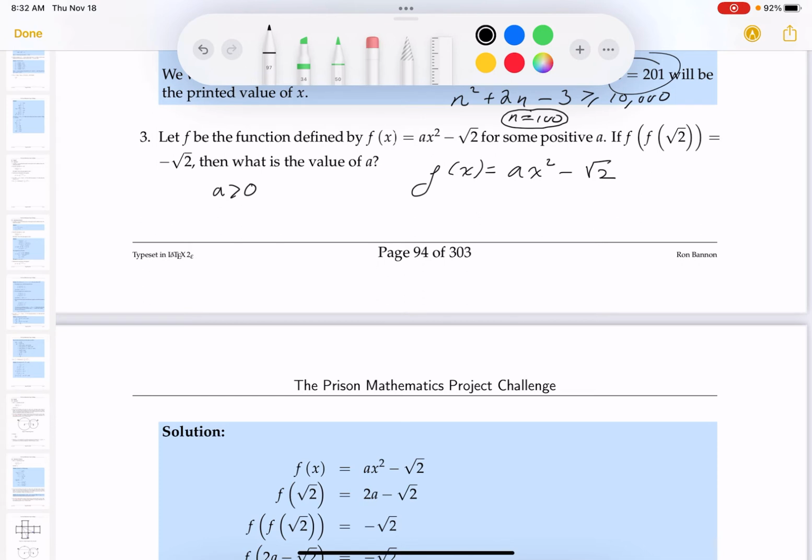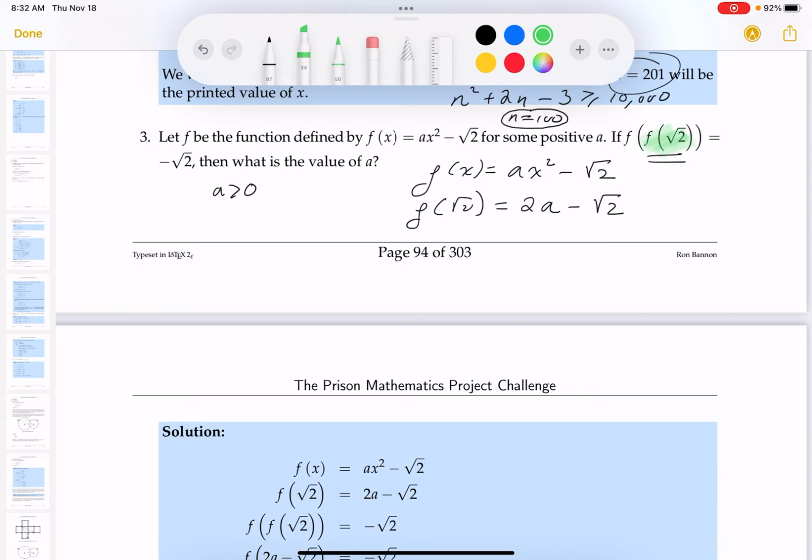All right? So what I want to do is I want to look at this over here. And I'm just going to write down f of root 2. What would that give me? And I'll be careful about it. It's going to give me 2a minus root 2. All right? So I got this part covered. Let me point out I got this part covered.